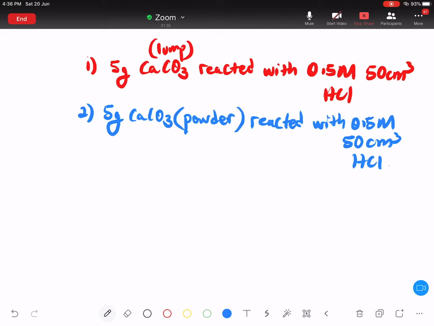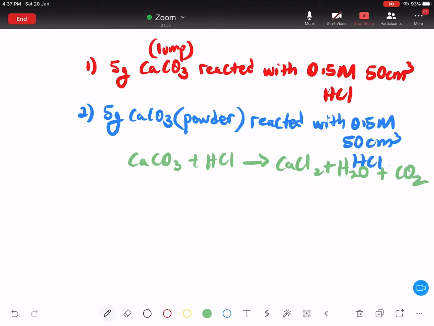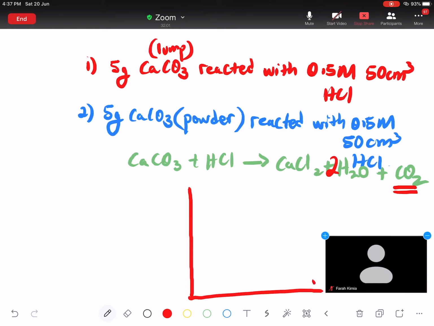Okay. First of all, you come up with the equation. CaCO3 plus HCl give you CaCl2 plus H2O plus CO2. Then you put 2 here, it is balanced. So you are collecting the carbon dioxide. Then guys, you draw the X axis and the Y axis.